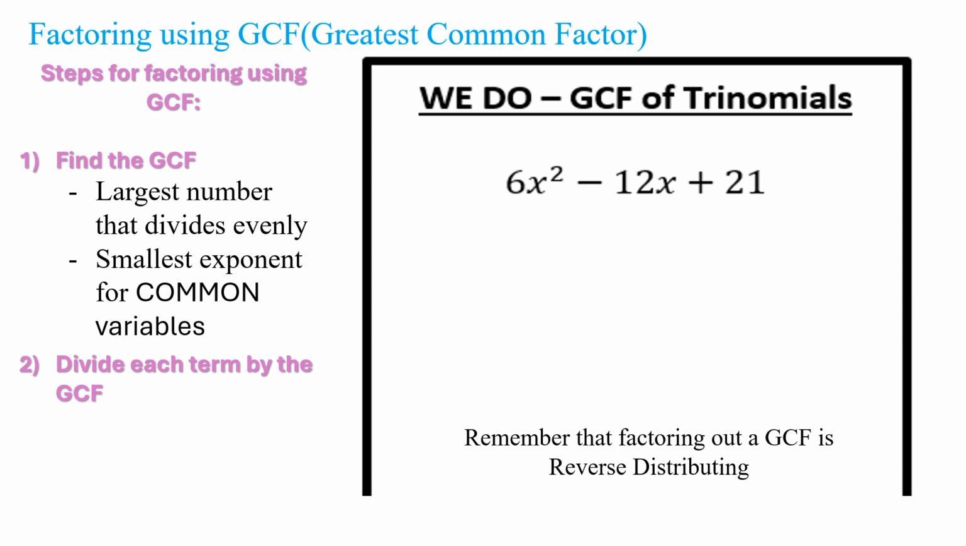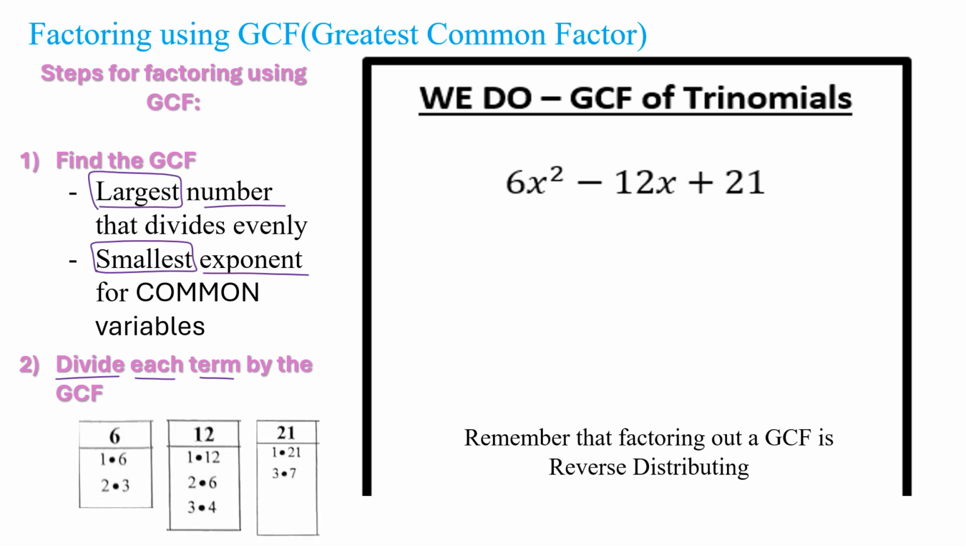All right, so taking a look at greatest common factor here, remember we want to find that by looking and finding the largest number that those coefficients have in common, and then find that smallest exponent to find out how many variables they have in common. Once we find that greatest common factor, we will be dividing each term by that GCF to get what was left. So taking a look here at 6, 12, and 21, I can see that they have 1 in common.